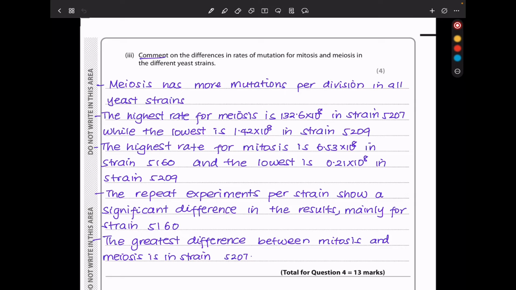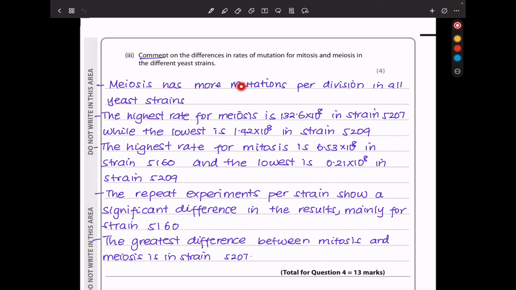And next it says comment on the differences in rates of mutations for mitosis and meiosis in the different yeast strains. Every time they ask a question about comment, you need to describe the data, talk about the methods used, talk about the sample size, and so on. But in this case, they're asking us to comment on the differences, so there is no need for sample size and there is no need for methods used, so I'll just describe the data.